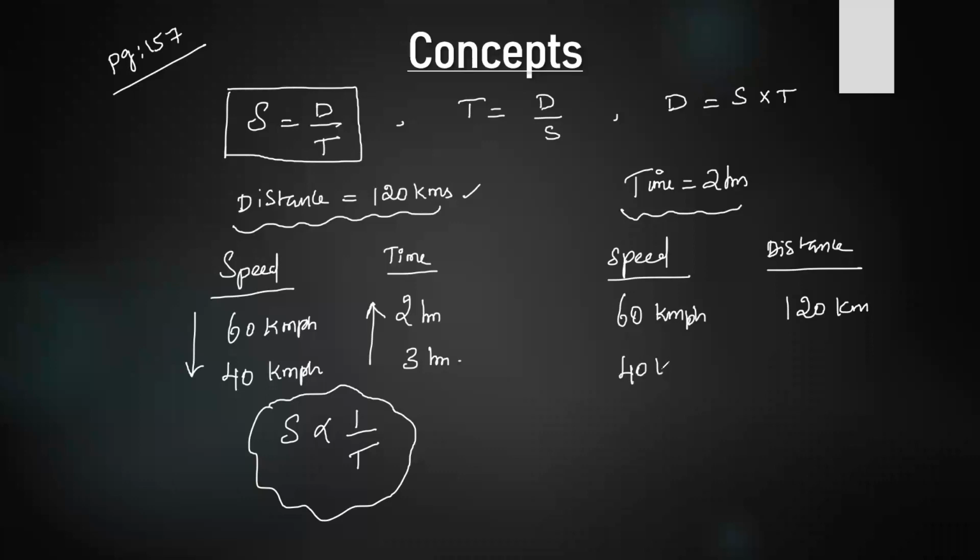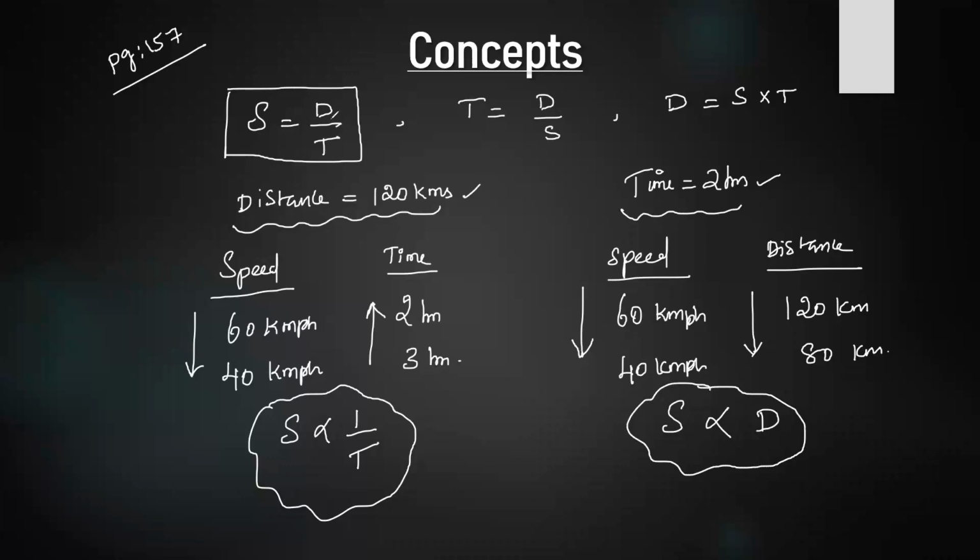Suppose if I reduce my speed to 40 kilometer per hour, what is the distance traveled in 2 hours? So 80, right? If I reduce my speed, distance is also reduced. So both are in the same direction. Speed is directly proportional to distance. That's why we are writing s equals d by t. Clear? So speed and distance are directly proportional, and speed and time are inversely proportional.